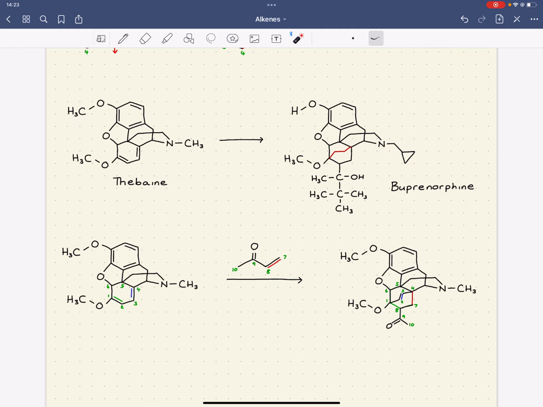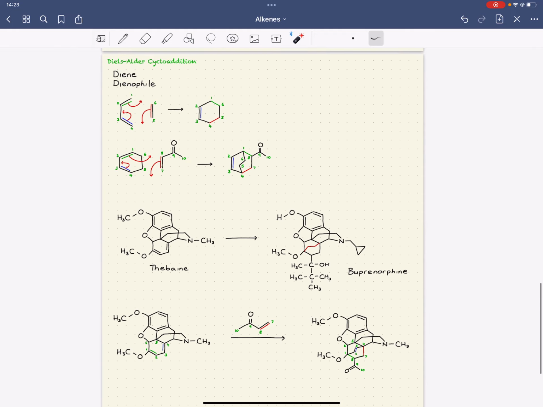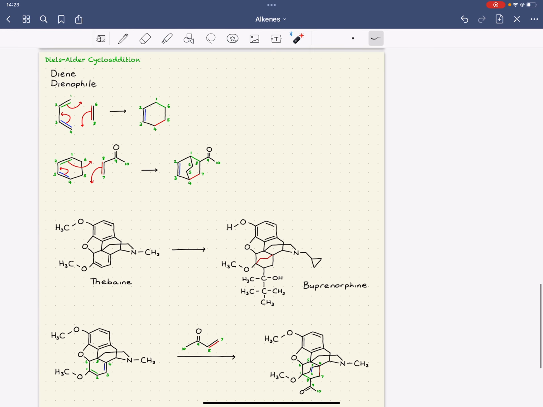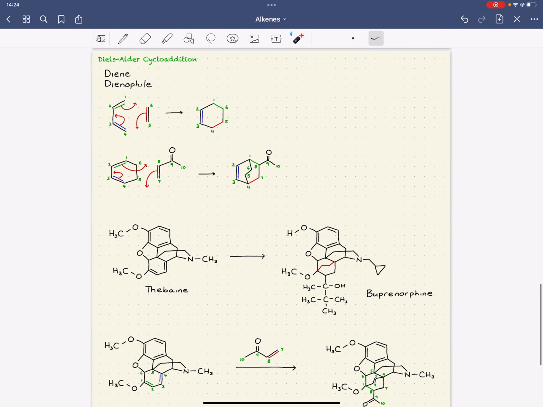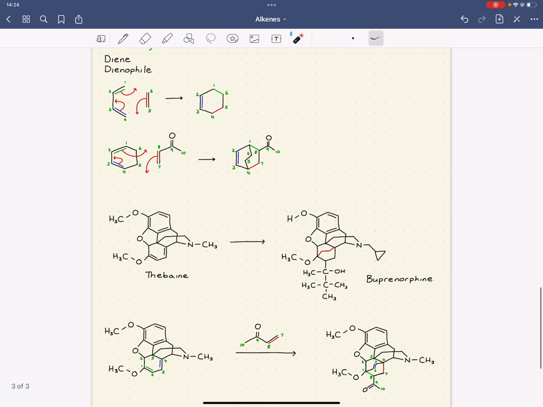cyclopropyl group. But the interesting bit there, I thought, was the Diels-Alder. Diels-Alder reaction is very important, and that is an example of where you can use one in synthesis.